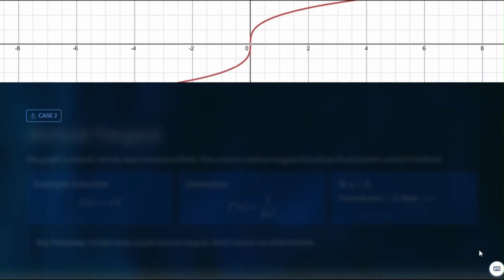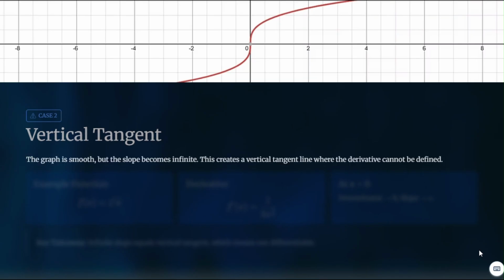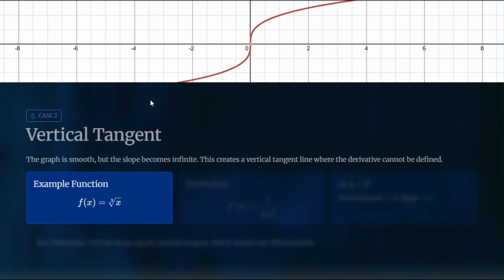Here's a second case, a vertical tangent. In this case, the graph is smooth, but the slope becomes infinite. This creates a vertical tangent line where the derivative cannot be defined. For instance, if we take the function f of x equals cube root of x, as we can see in the graph above, the function changes concavity when x equals 0.